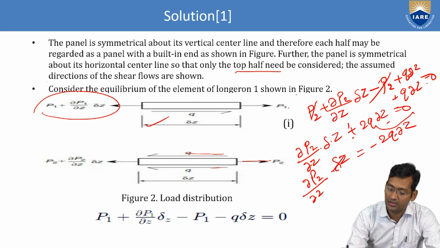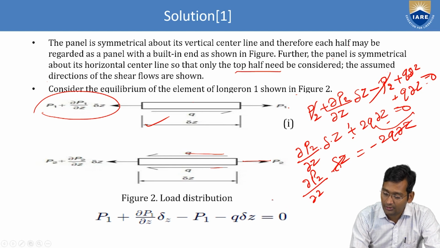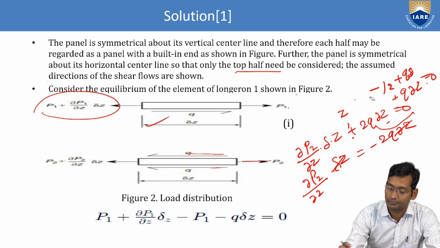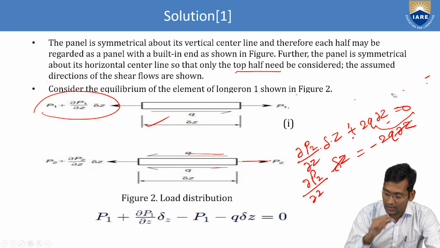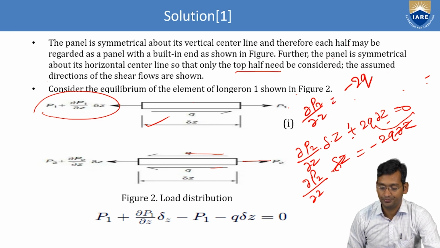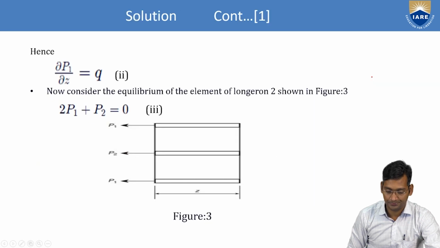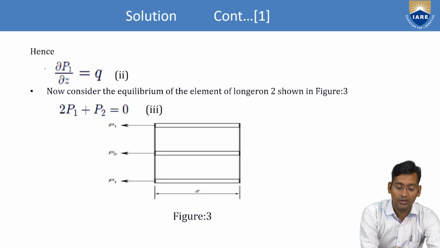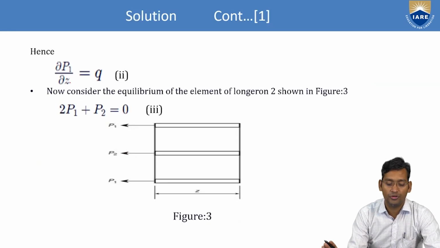So this del Z cancels. So what we will get finally? Del P2 by del Z equals to minus 2Q. Okay, so now we got this. See, as I said, del P1 by del Z equals to Q.